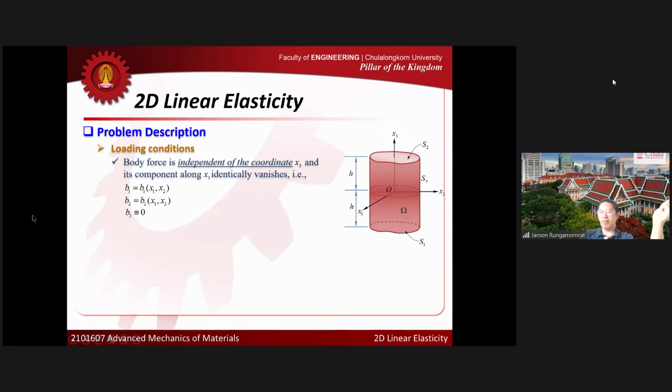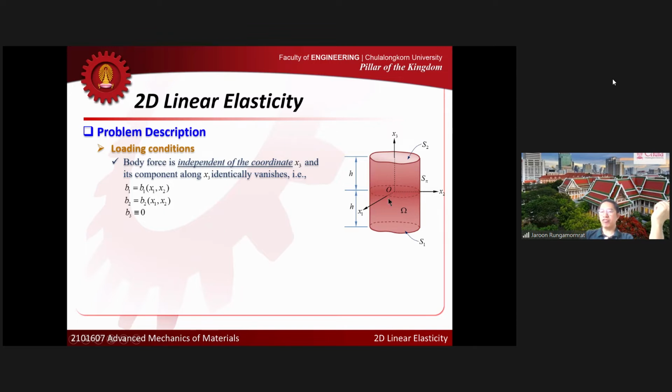So this kind of body force field is somehow special, right? Compared with the general case, where B1, B2, B3 can be any value and can be functions of x1, x2, and x3. But in this case, we look at the loading condition contained in the plane, or contained in the cross section, because the out-of-plane contribution disappears. B3 disappears. So we don't have a body force normal to the cross section. You can say it that way.